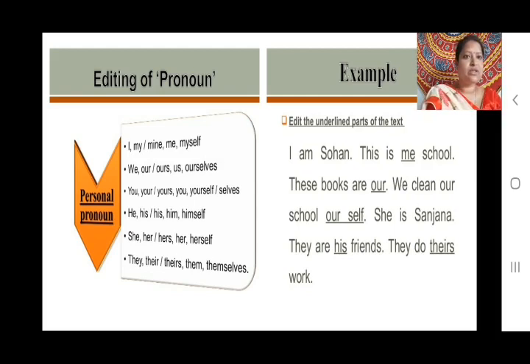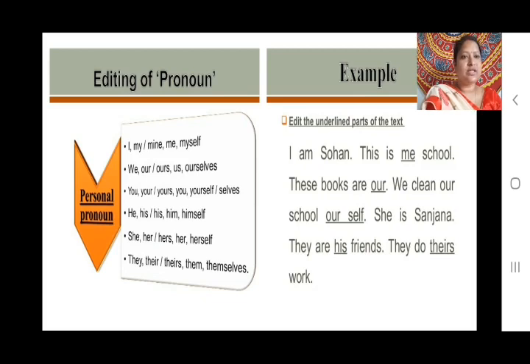I am Sohan. This is me's school. Is it right? No, it's wrong. What will we use in place of me? It will be my school. These books are ours. We clean our school ourselves. Is self plural or singular? Self is singular. Our refers to plural, so it will be selves.